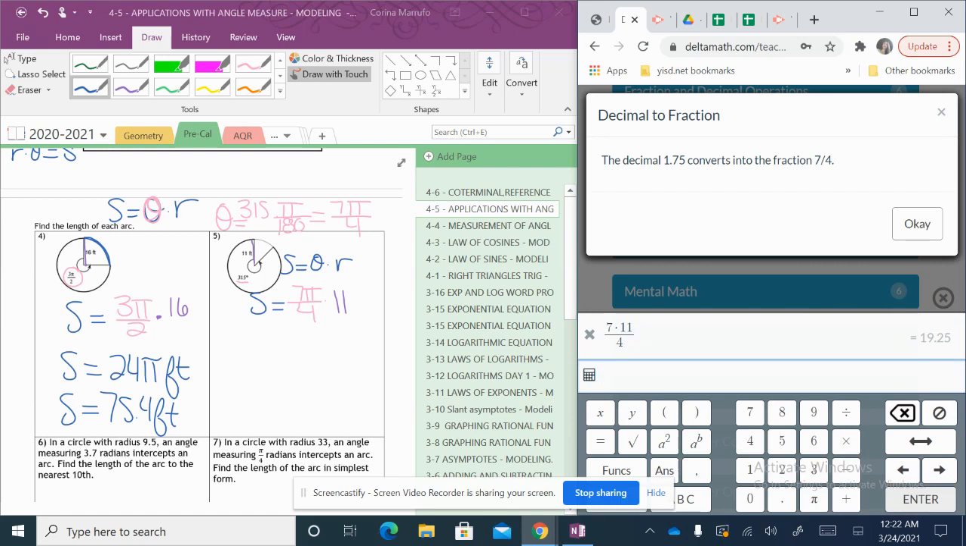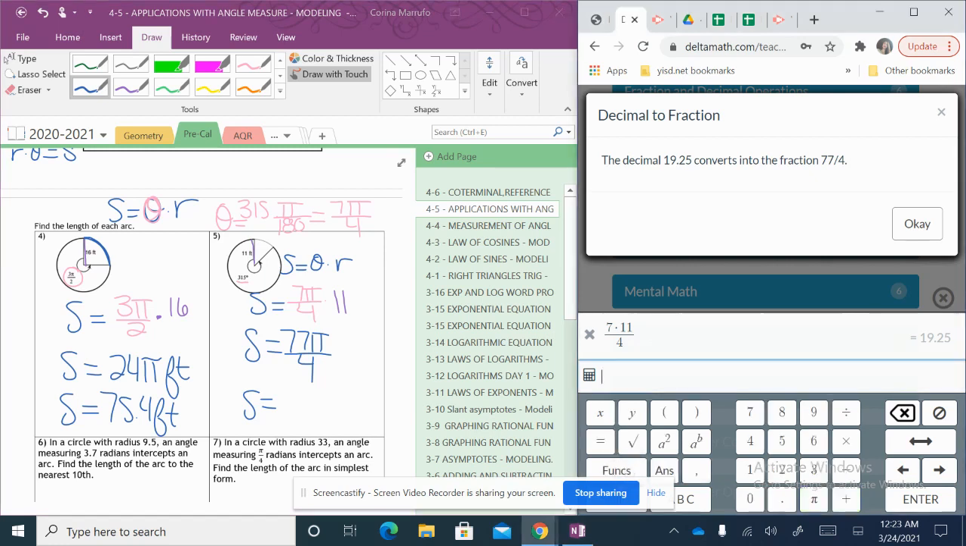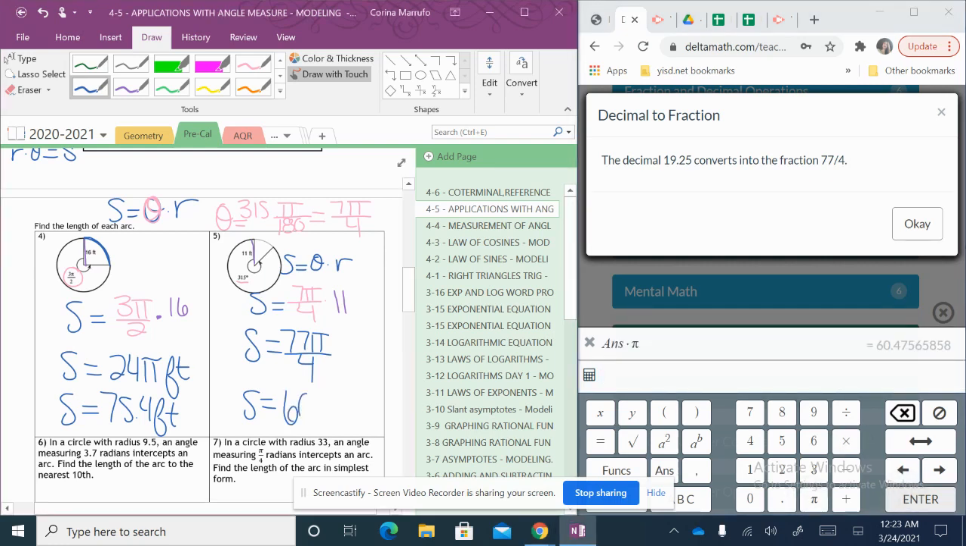That gives me 19.25. Ooh, let's get that as a fraction. That's going to be 77 over 4. So if they want it in simplest form, it would be 77 pi over 4. If they don't want it like that and they want it as a decimal, that gives us 19.25. And then we take the answer and multiply it times pi. That gives me 60.47, so 60.5. Our units are feet.